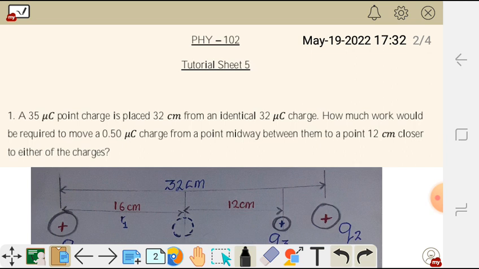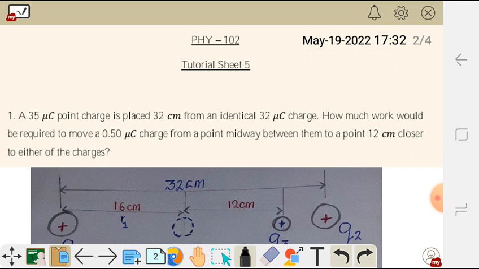Question 1 says, a 35 microcoulomb point charge is placed 32 centimeters from an identical 35 microcoulomb charge. How much work would be required to move a 0.5 microcoulomb charge from a point midway between them to a point 12 centimeters closer to either of the charges?